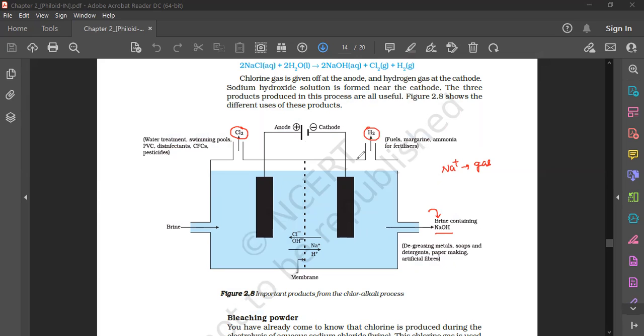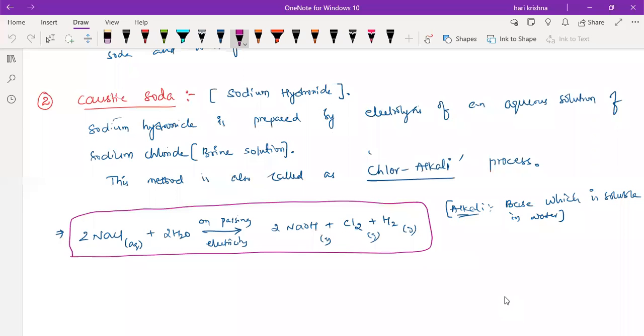These are the two gases. Gases always try to escape upwards. These two will escape in this direction, the two different types. Okay, sir. So this is the caustic soda preparation electrolysis process.